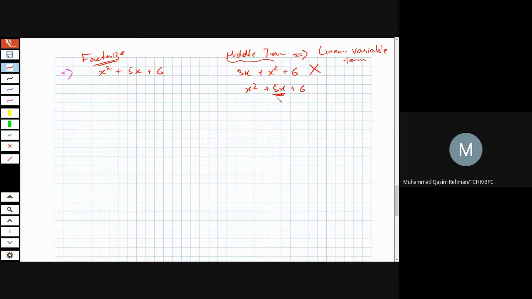Now what is going to happen? x squared will stay as it is, 6 will stay as it is, and 5x will be broken down into 2 further terms.